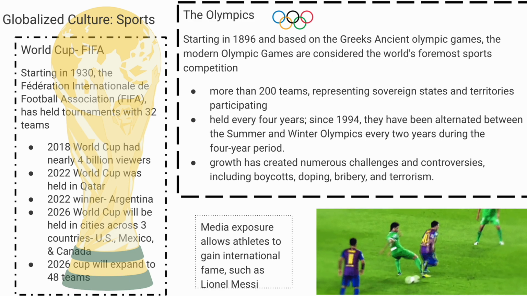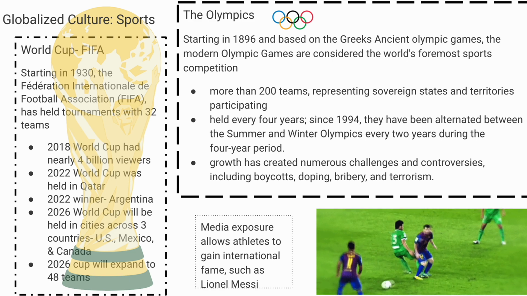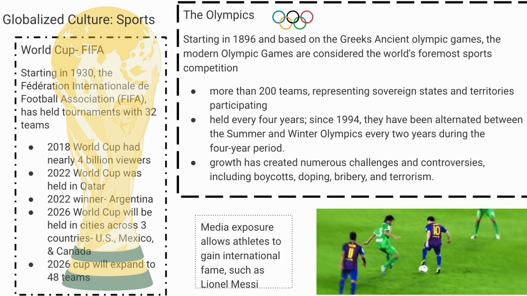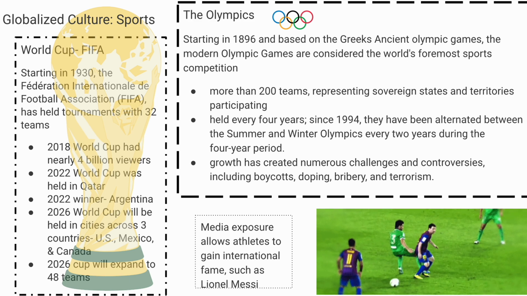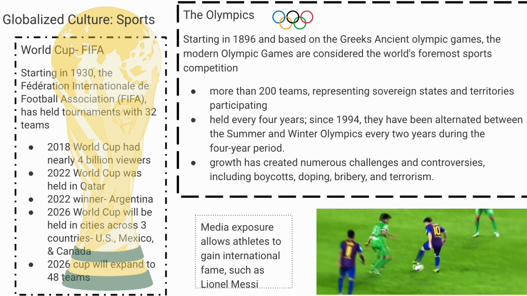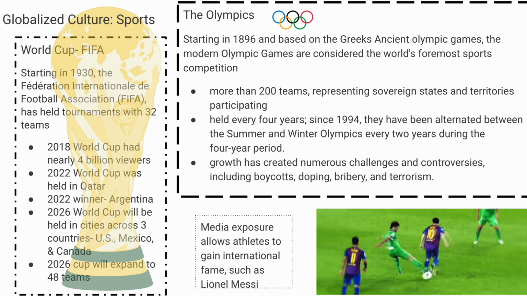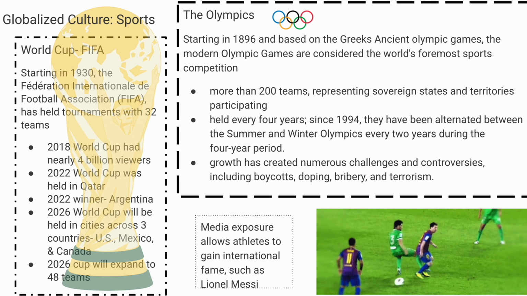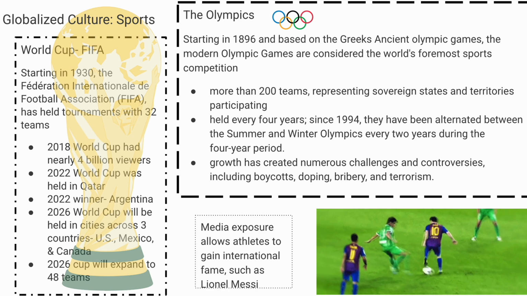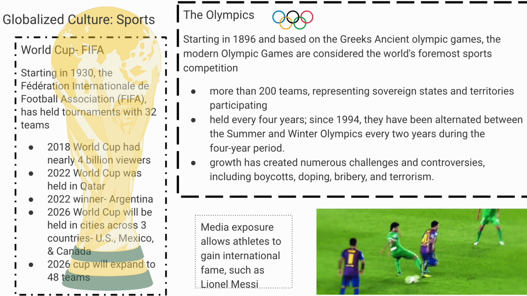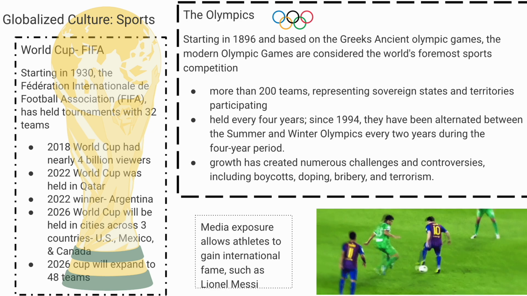More than 200 teams representing sovereign states and territories participate. It's held every 4 years since 1994, and they've been alternated between the Summer and Winter Olympics every 2 years during the 4-year period. And the growth has created numerous challenges and controversies. For example, boycotts, doping, bribery, and terrorism, to name a few.